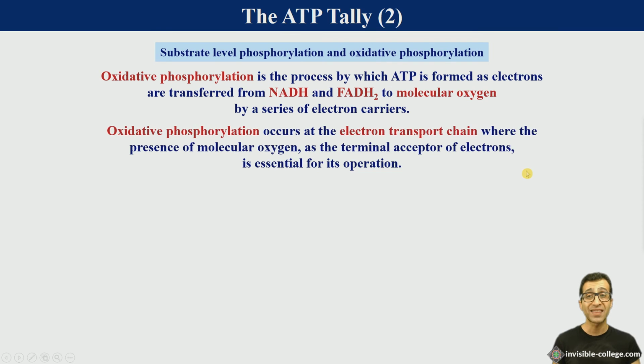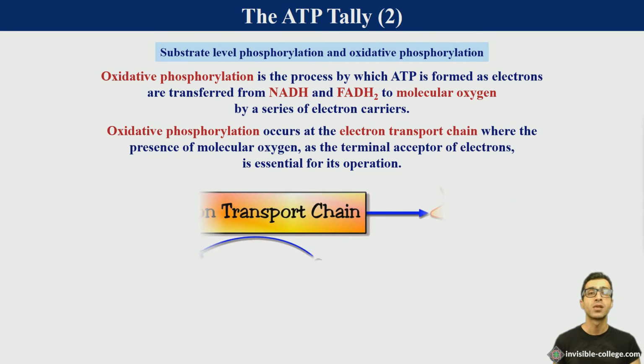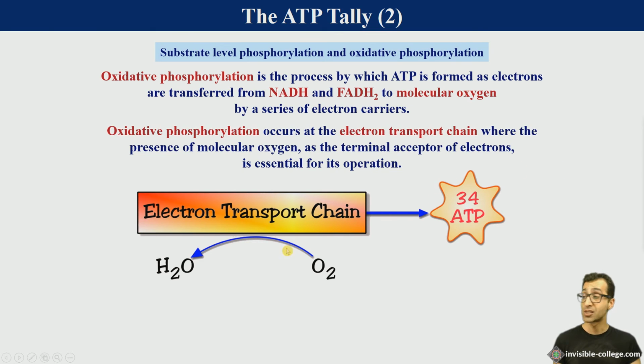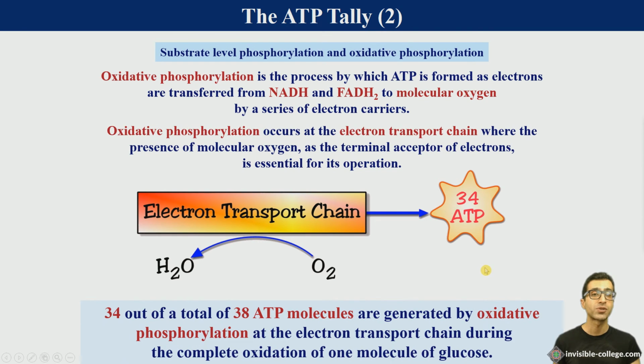Now this occurs at the electron transport chain, where molecular oxygen acts as the terminal acceptor of electrons, and as we saw before, if you don't have that molecular oxygen available, the electron transport chain essentially seizes up and ceases to operate. So the electron transport chain, as long as there is oxygen available, will form 34 ATP out of the total of 38 ATP molecules which are generated per molecule of glucose.